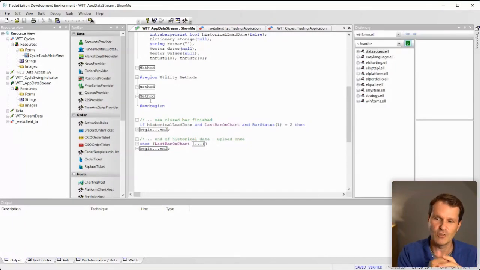You can push over indicator data. You can analyze cycles in your favorite secret indicators you have running on TradeStation. So the limits are more or less endless. That's just the simple version to pull over the data here.